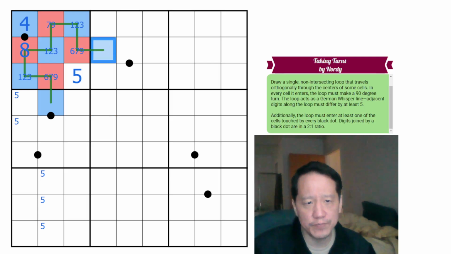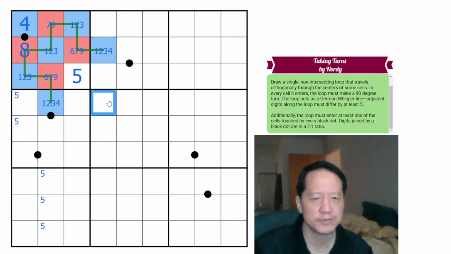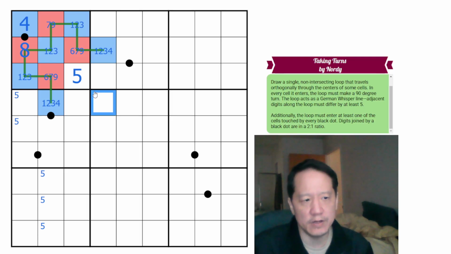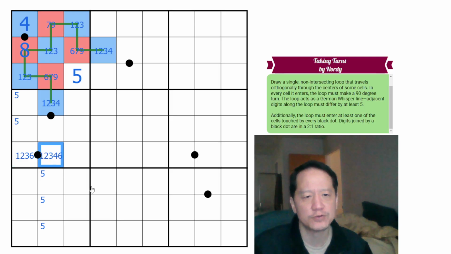This could be 1 through 4. This could be 1 through 4. We know one of these is a 1, though. So this can't be 1, but that doesn't really tell us very much. This can't be 4 or 8. So this can never be in a 4-8 pair here. You could have 1, 2. You could have 3, 6. You could have 2 and 4, and those are possible.